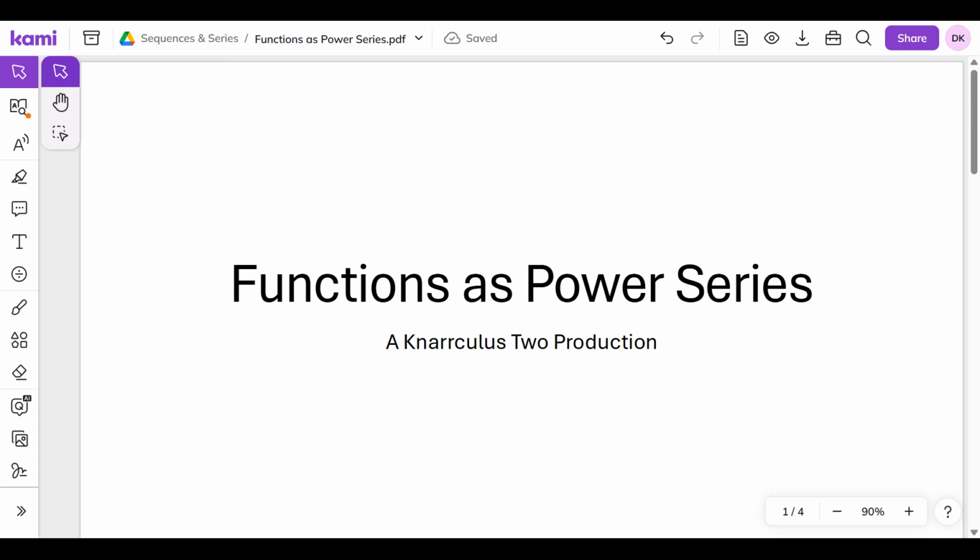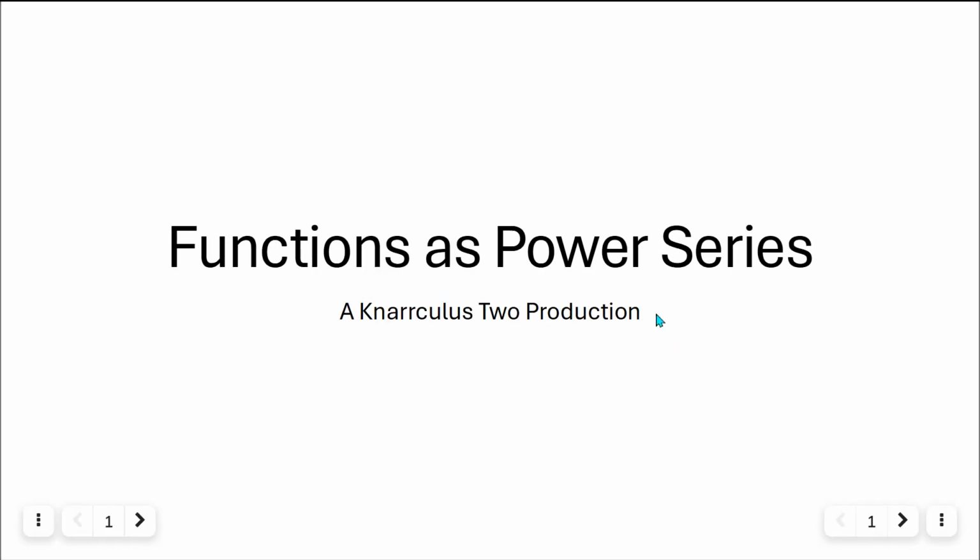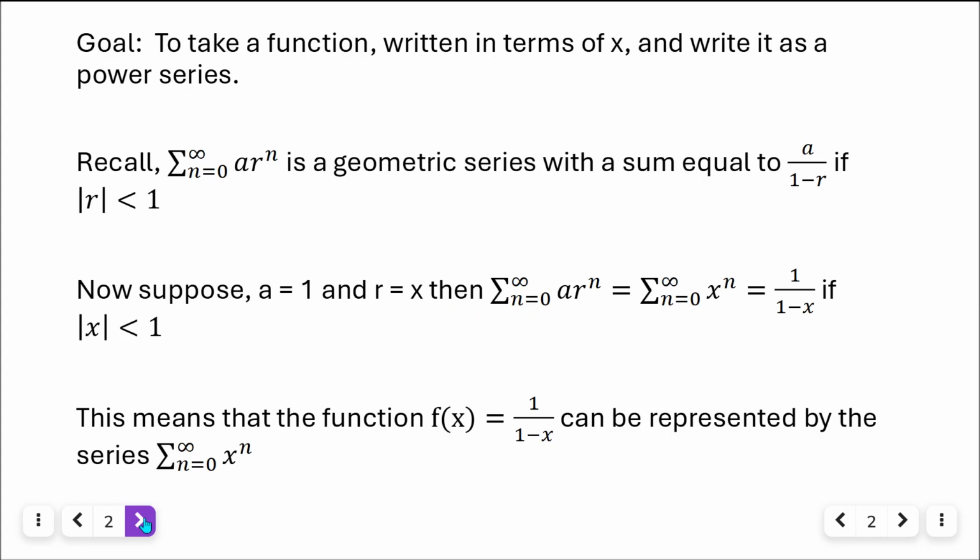Today we're going to be learning about functions as power series. So basically we're going to try to get into the heart of the matter now. What we want to do is take functions and write them as a series. So we want to take functions that we're used to seeing every day, ordinary functions, and write them as series. Okay? And then we can talk more about them. All right, so let's get started on working with this. It's actually easier than you think it might be.